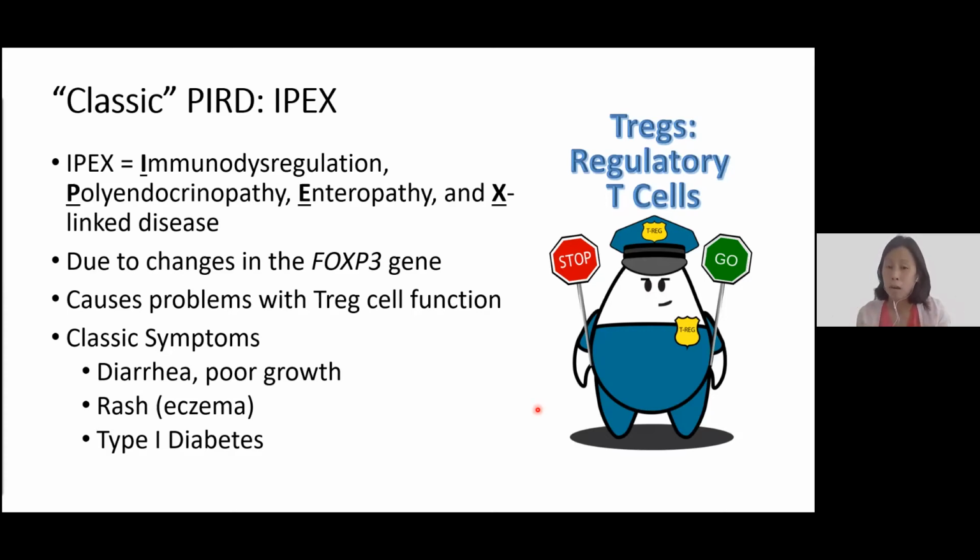And so when you have problems with how these cells are functioning, then you have problems with the immune system potentially attacking the body. So the classic symptoms include diarrhea. So patients can develop poor growth. They can have rashes. The most commonly seen is eczema. And patients can also develop type 1 diabetes, where the immune system is attacking the pancreas.